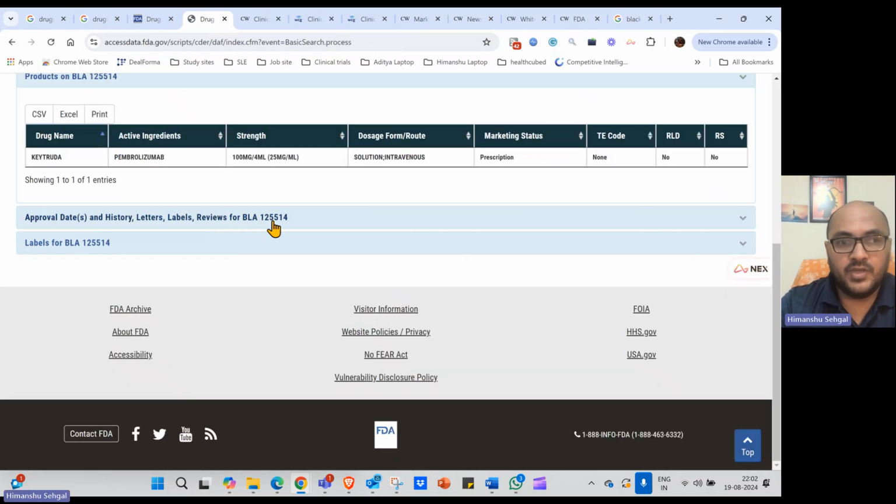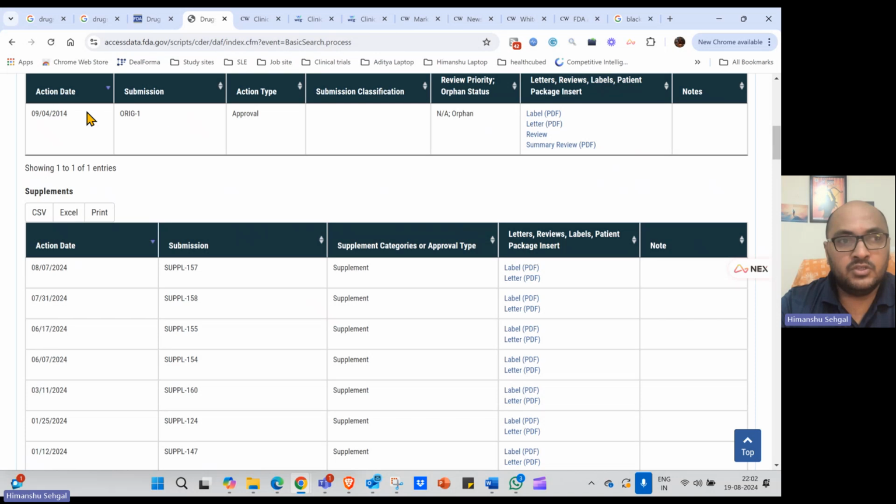Okay, so we have this. There is a history. So first approval, and it got orphan drug designation. So you can get this information from here. This information will be very helpful when you are estimating the launch timeline, using Keytruda as an analog. So I'll tell you about this in future videos.